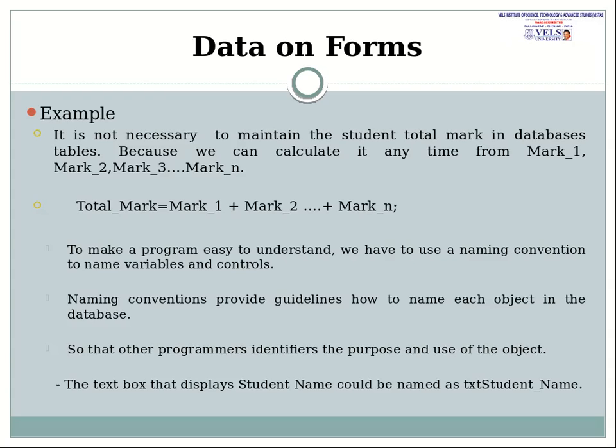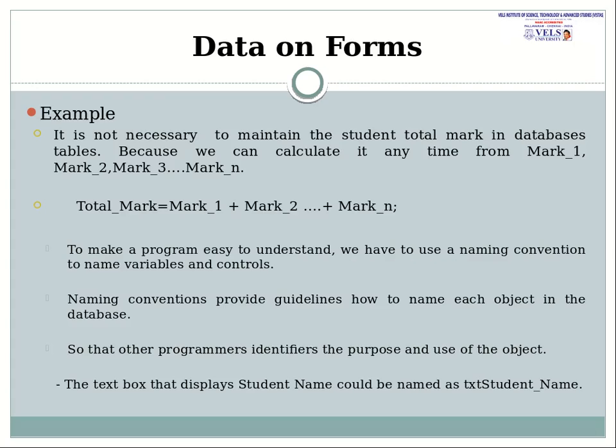So here it is not necessary to maintain the student total marks in a database table. So we must calculate mark 1, mark 2, mark 3. No need to calculate each and every mark separately, as mark 1, mark 2, mark 3 is a control of the data. Instead, with the help of mark 1, mark 2, mark 3 directly, you can calculate mark 1 plus mark 2, adding these marks into a variable and storing it in total marks.